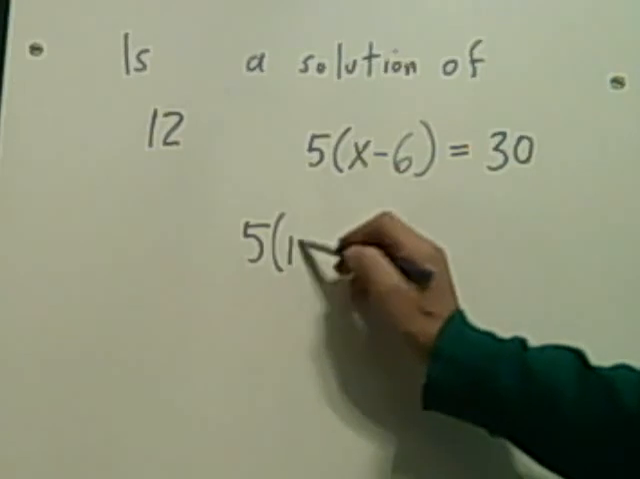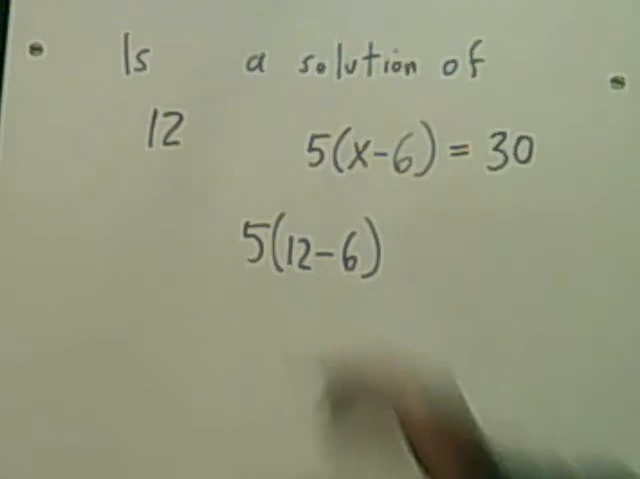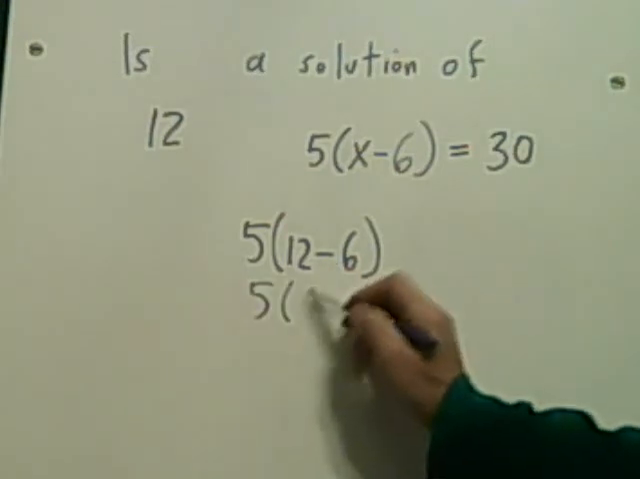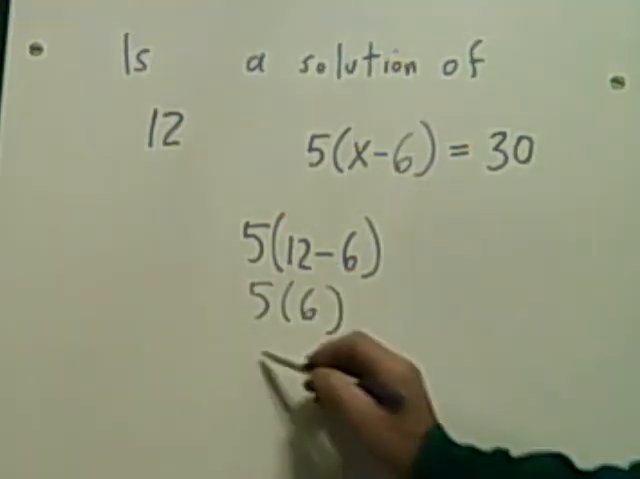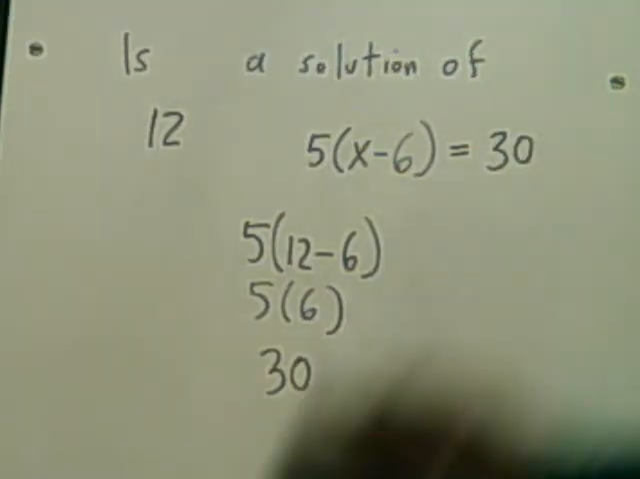5 times (12 minus 6), so I'm just plugging in the 12. Now this is equal to 5 times 6, which will equal 30. So the answer on this one is yes, it is equal to that. Okay.